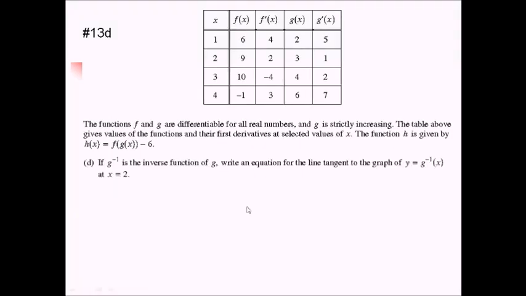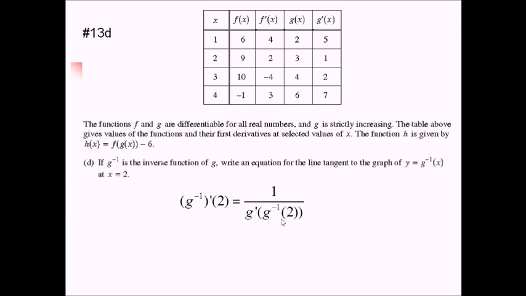For number 13, part D, if g inverse is the inverse function of g, we want an equation for the line tangent to the graph of y equals g inverse of x at x equals 2. So tangent lines, we need 3 things: an x value, a y value, and a slope. They gave us the x value, so we're going to use that to help us find the slope. We need to find g inverse prime of 2. So g inverse prime of 2, that's going to be 1 over g prime of g inverse of 2.